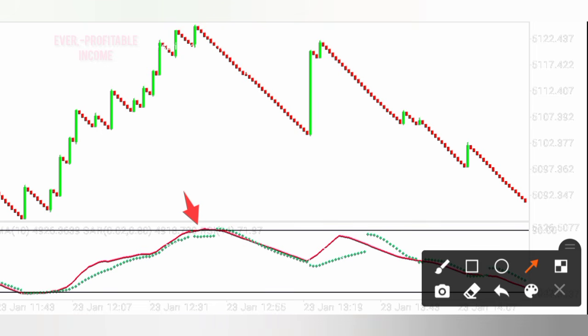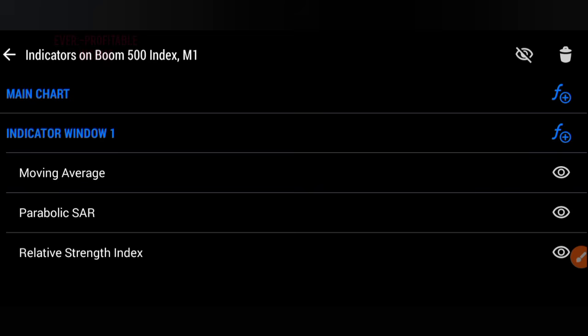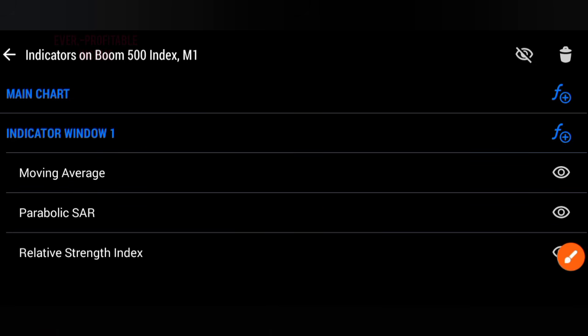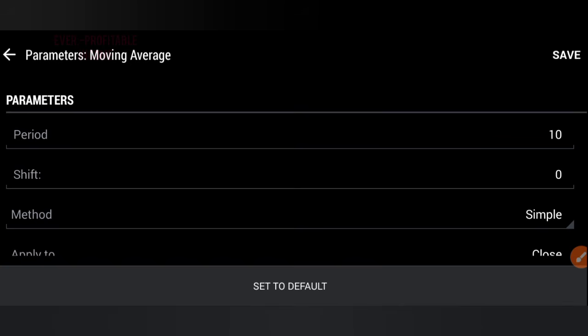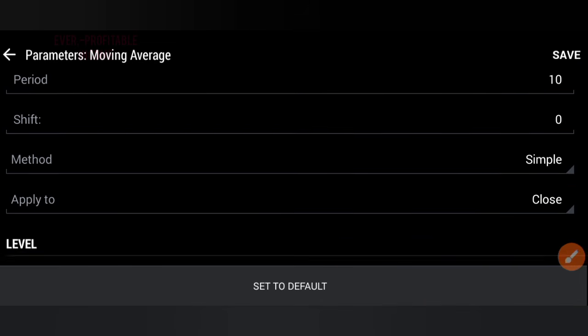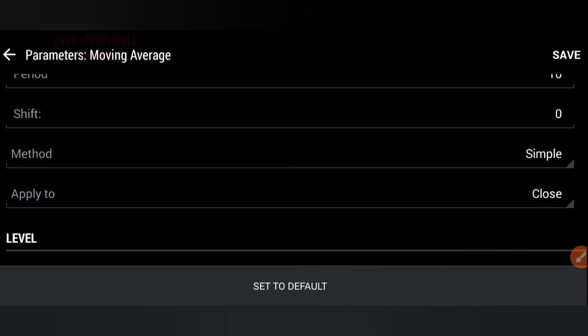So I'm going to go over to the indicator window to give you the setup so you can apply it and make massive profits. Let's check out the settings. Here we are on the indicator window, and these are the indicators we are using today: the moving average, the parabolic SAR, and the relative strength index, which is your RSI. Let's check out the settings of the moving average. The moving average parameters are period 10, shift 0, method simple. You can take a screenshot of that. Then apply to close.